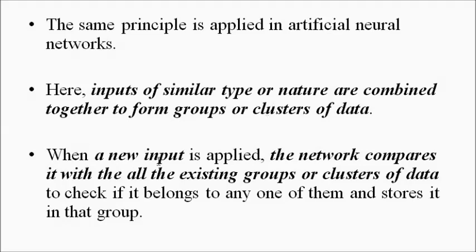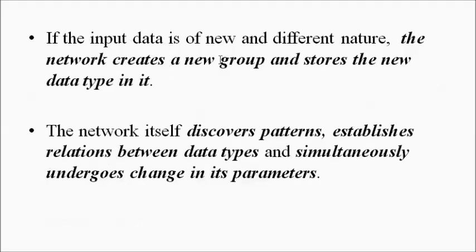So when any new input is applied, the neural network compares that data with the existing groups. It checks whether it belongs to any existing group or cluster. And if it belongs to one of them, it stores that data in that group. But when a new type of data is fed to it, then what? The neural network searches, and it does not fit into any group. So what it does is it creates a new group and stores that data in that group.